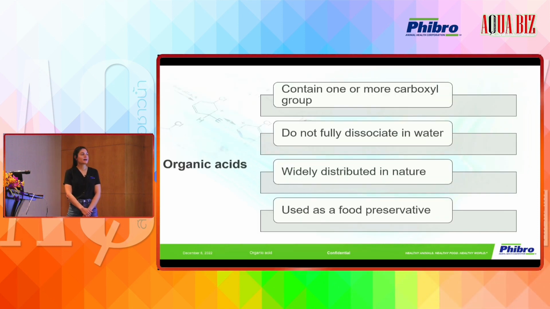So organic acids contain one or more carboxyl groups. They do not fully dissociate in water, and they are widely distributed in nature. They are used as food preservatives for humans, so probably you encounter them in some of the feed that you purchase.